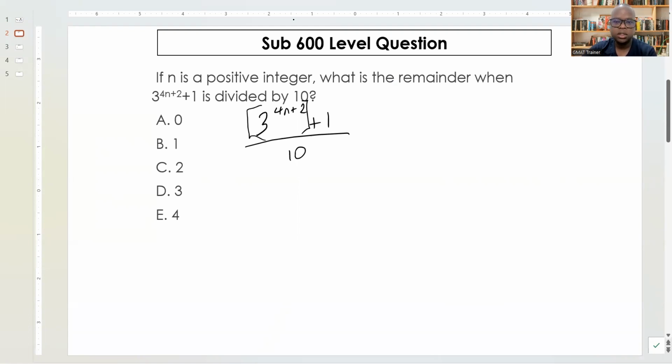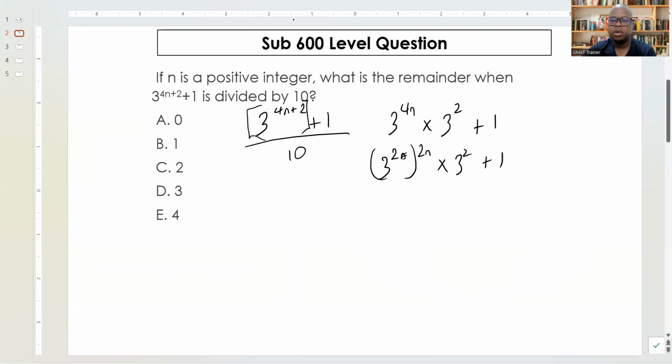So what does this mean? This is 3 raised to 4n times 3 raised to power 2, then plus 1. We can simplify 3 raised to power 4n further to have 3 raised to power 2, with 2n on the outside, all multiplied by 3 raised to power 2, then plus 1. So that's what you have.